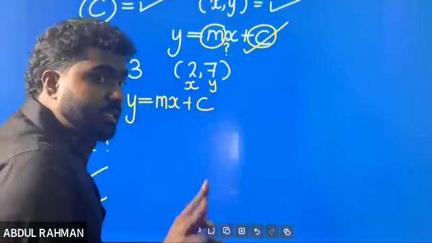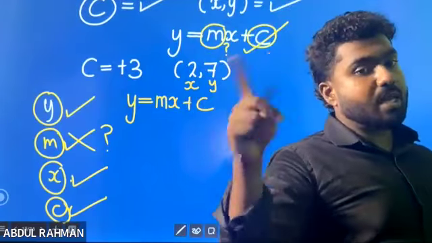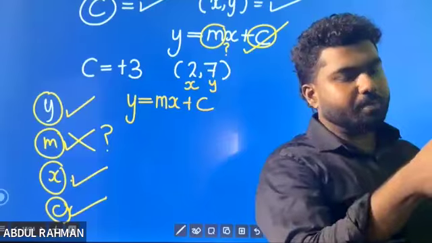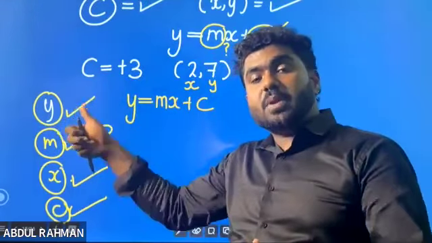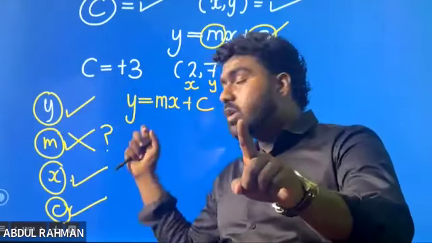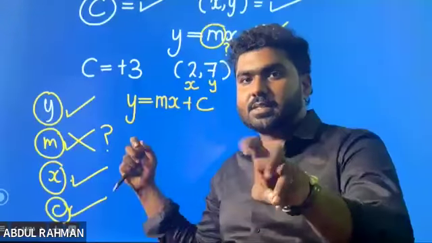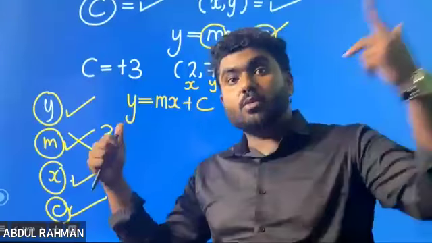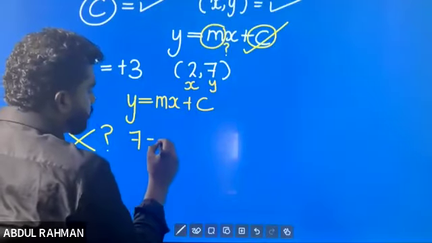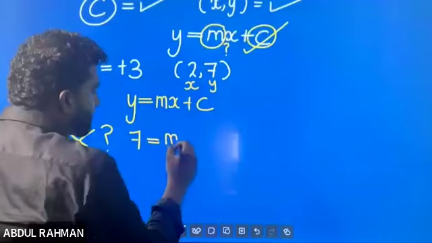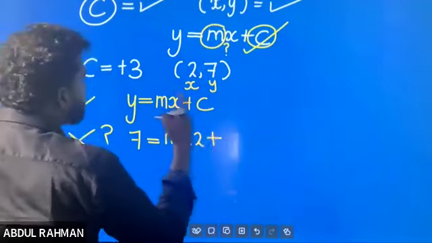Now see, there is another way of finding out m. What is the way? When I know 2 coordinates, I can find out m using the equation. Now, when you know c, the intercept, and when you know one coordinate, you can make sure you find the value of m also. So finding out m has 2 methods. One using this, one using the previous one. Now I'm going to substitute. 7 is equal to m multiplied by x, m into 2, plus 3.